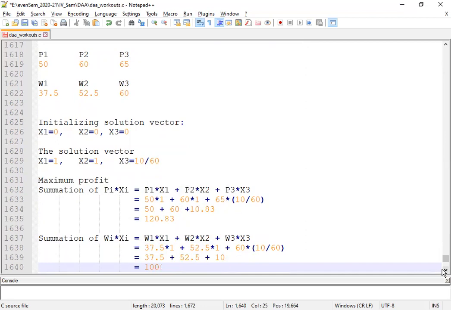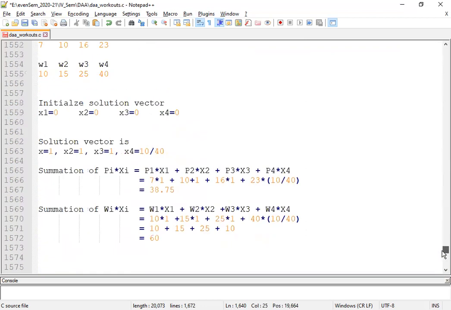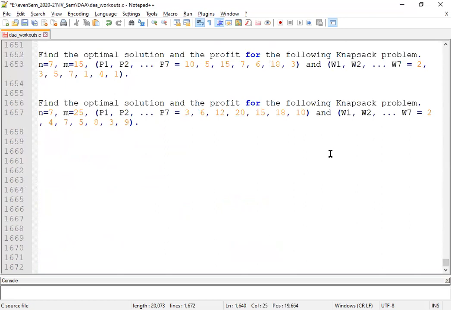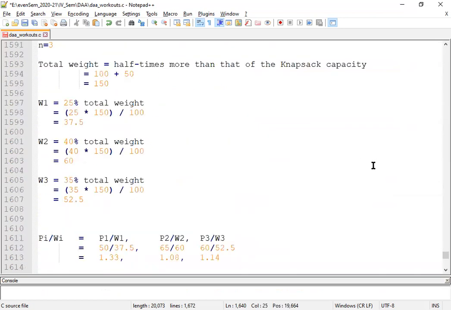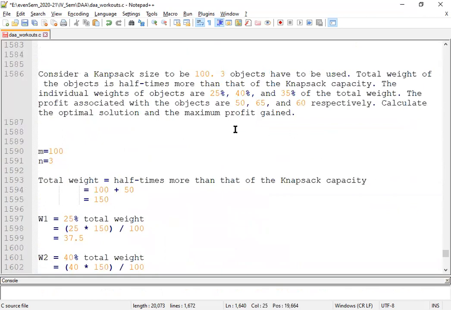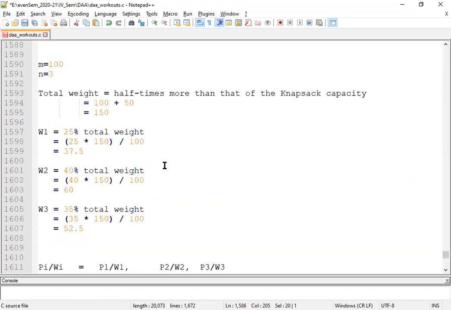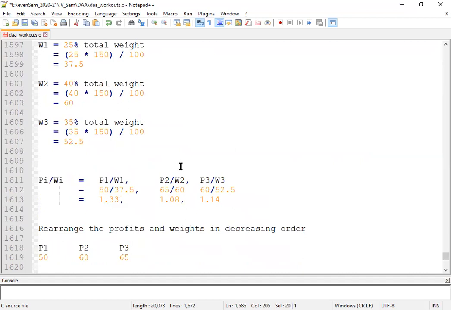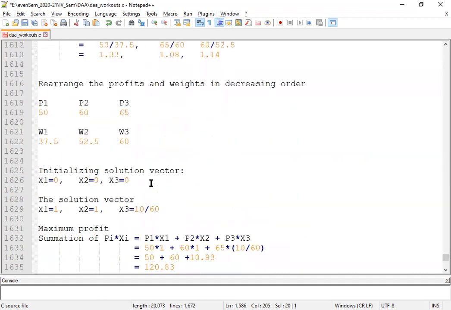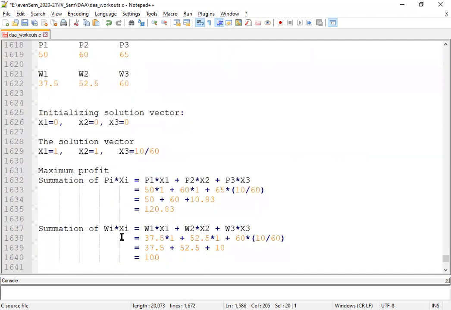So in this particular question, if you look into the problem statement, they have not given you the data directly. The sizes or weights of individual objects are given in percentages. So first we calculated the total size of all the three objects, and then the individual sizes. Using those values we rearranged the profit per weight ratios, and then we calculated the maximum profit and the summation of Wi Xi as well.